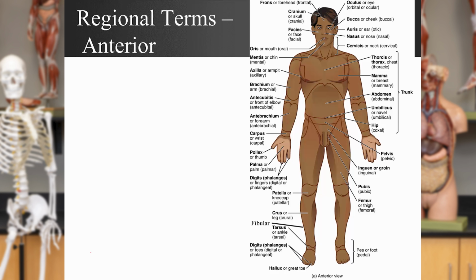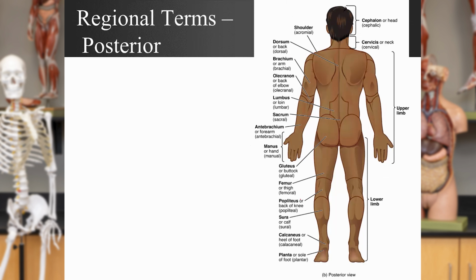Pedal is foot. Now if we switch from the anterior view, which were all these, to the posterior view, you're going to notice that on the posterior view, you're going to see some of the same terminology. So we start on the left side again of this diagram. The acromial region is the shoulder, so acromial region. The dorsum is the back. So if you go to the middle of your back, that's the dorsal or dorsum region.